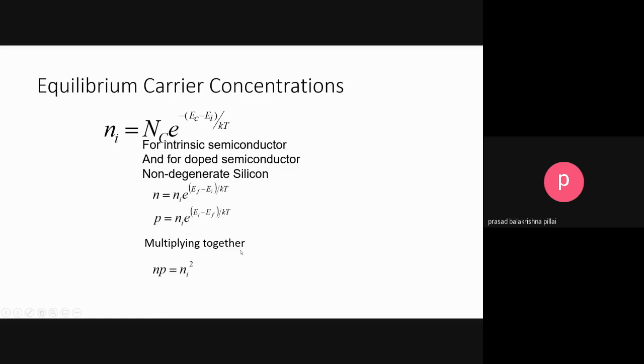One thing we have to keep in mind is the law of mass action. Whether it is intrinsic or extrinsic, we assume that it is valid, and in both cases the product of electron and hole concentration is constant. That is why when we increase the electron concentration, correspondingly there will be a decrease in the hole concentration. Similarly, when we increase the hole concentration, there will be a decrease in the electron concentration, so that the product remains constant. So whether it is intrinsic or extrinsic, the product remains constant.